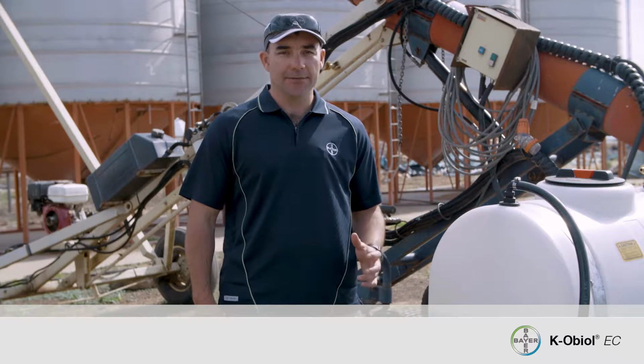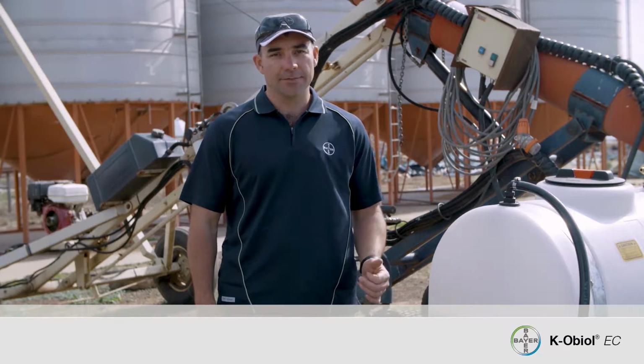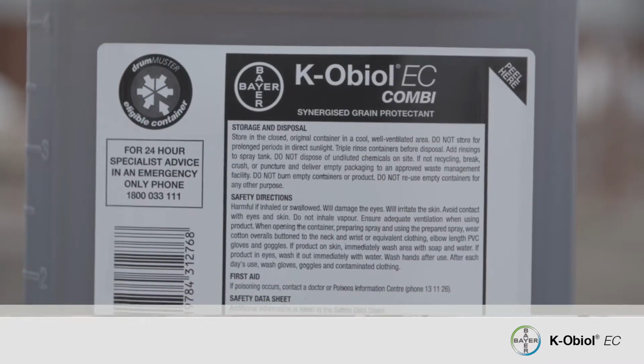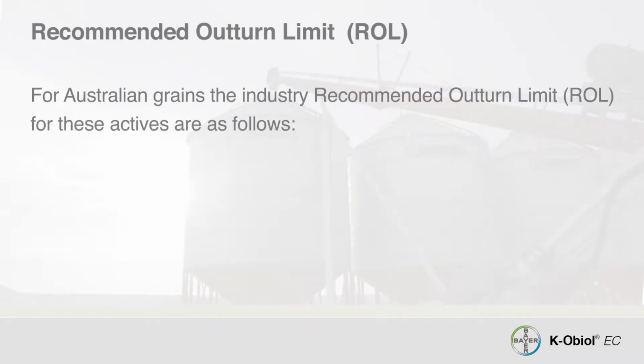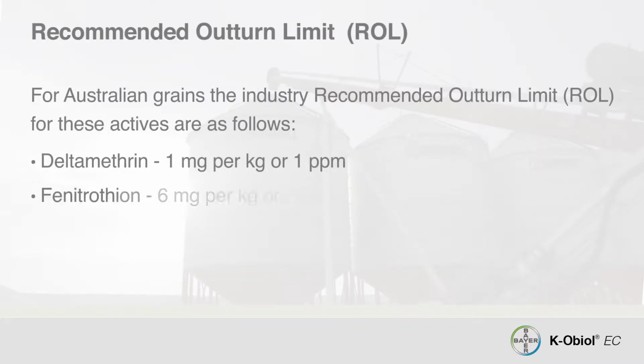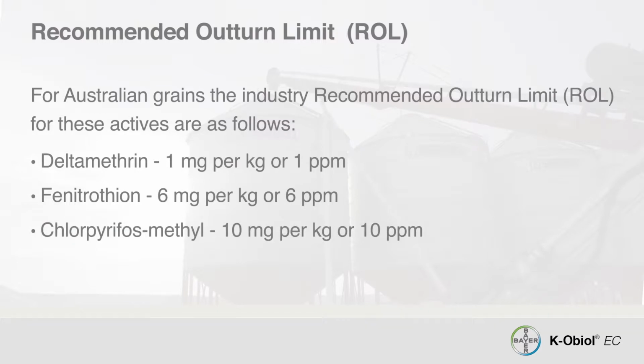While K-Obiol, mixed with phenyltrethione and chlorpyrifos methyl, will give you reliable long-term protection, there are maximum levels of these actives acceptable in Australian and overseas markets, as well as some withholding periods that apply. This is why it is so important for you to follow the directions on the label and in this video. In Australia, we have an industry recommended outturn limit of 1 part per million of deltamethrin remaining on products that enter the food chain, and many of the countries we export to have similar standards.